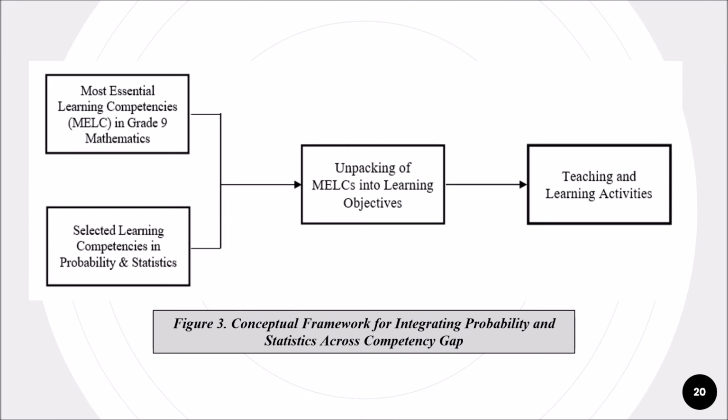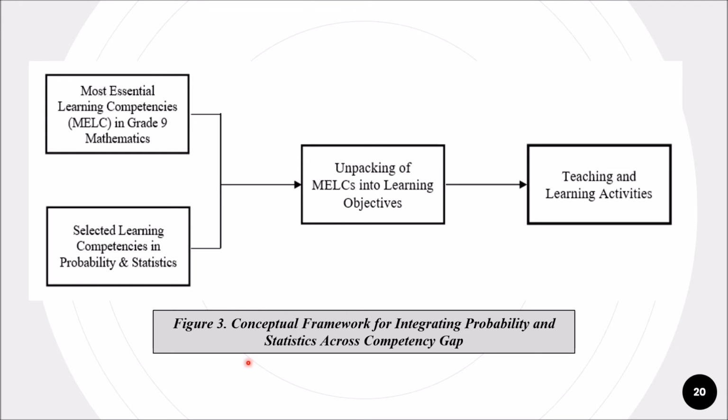One way to bridge the learning gap between kindergarten, grade 8, and grade 10 is to integrate competencies in statistics and probability within the lessons in grade 9 mathematics whenever possible. The researcher then proposed a conceptual framework allowing an integration of competencies to establish continuity of lesson across grade level, shown in Figure 3. The proposed framework includes 3 features.